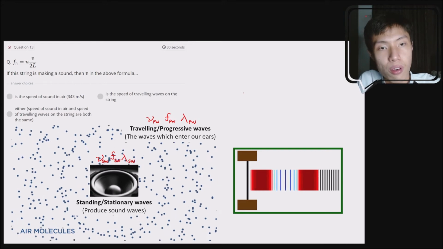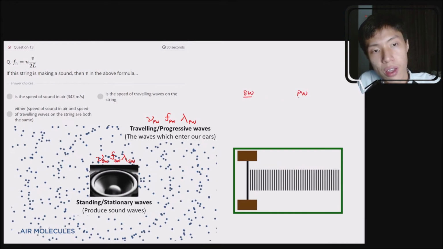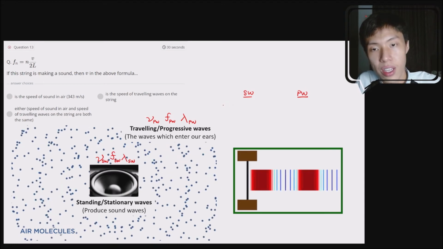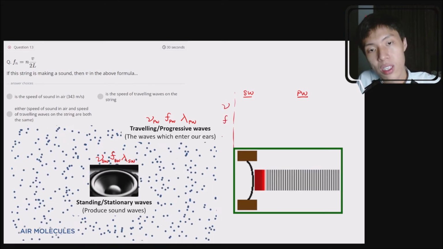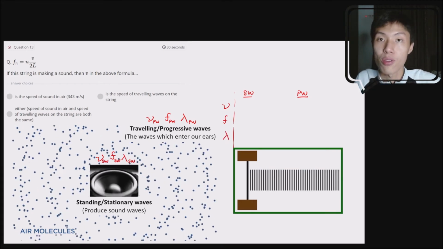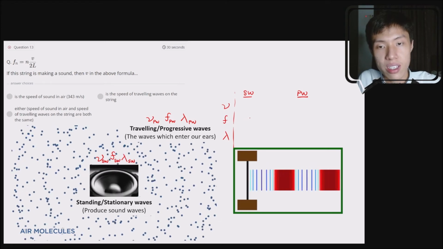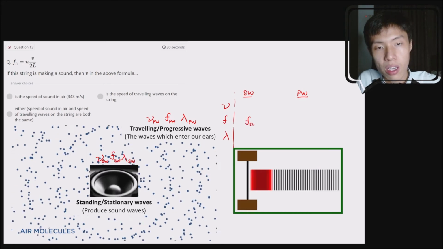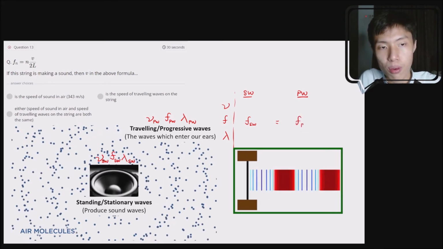So for standing wave and progressive wave, how do we compare their speed? How do we compare their frequency? And how do we compare their wavelength? One thing we can know for sure is that the frequency of the standing wave must be equal to the frequency of the progressive wave.